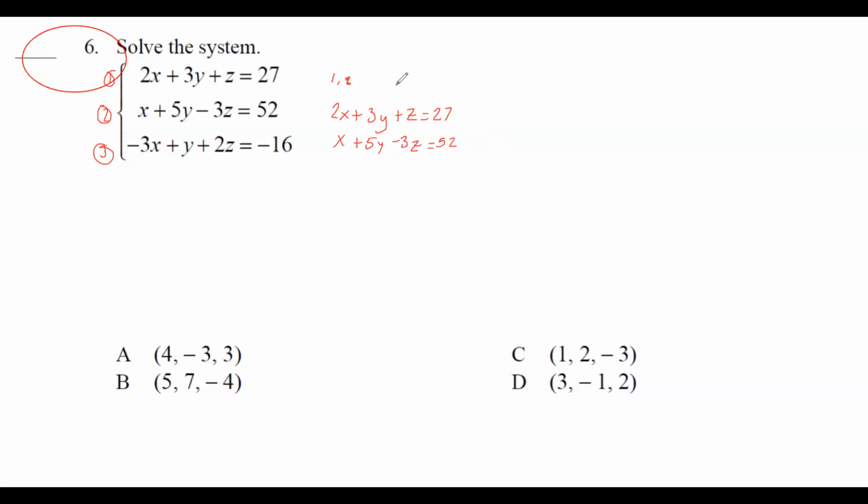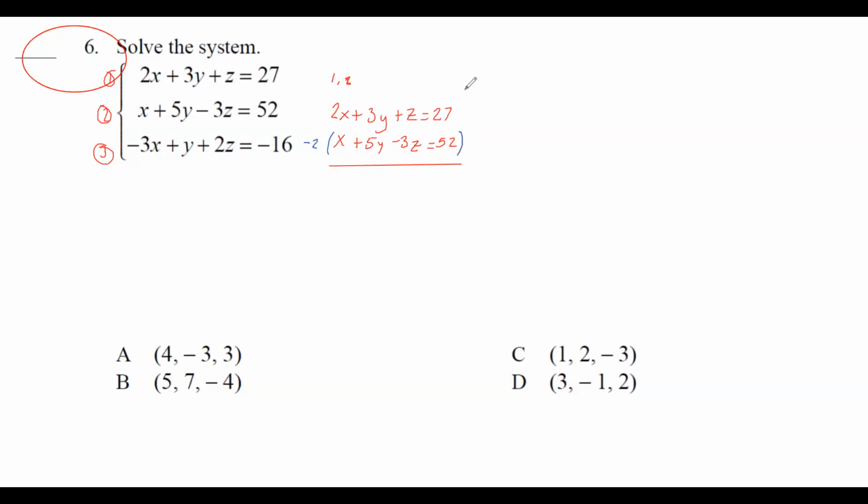Now, from here, we have to identify the variable that we want to eliminate. Doesn't matter which one we choose, as long as we do it properly. In order for us to eliminate a variable, we have to have the same number with opposite signs. So in this case, I'm going to choose my x's. I have 2x and x. What do I need to multiply equation number 2 by so that it can become a negative 2x? We're going to multiply it by negative 2.